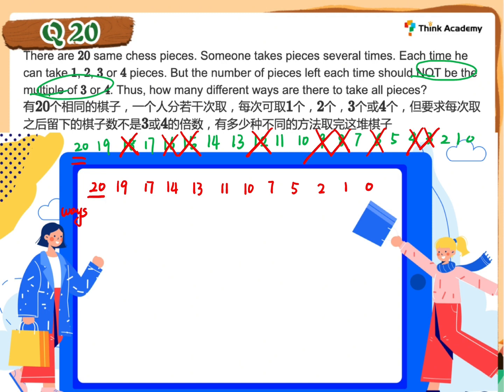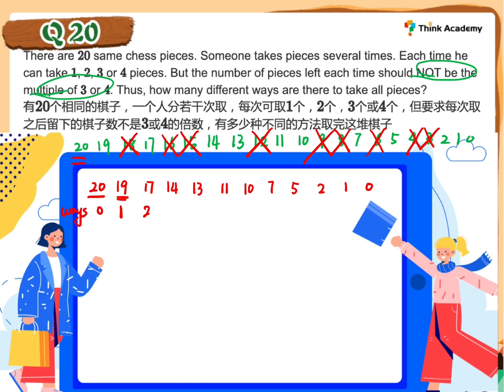So, when you want to get 20, actually 0 ways, right? Because you didn't take anything. So there are no ways. And how many ways do you have to get 19 pieces? Yeah, 19 pieces. Only one way. Take 1 piece away, you get 19 pieces, right? And how many ways can you get when you have 17 pieces? Think about it. Actually, it's just 2. How can you get this 2?